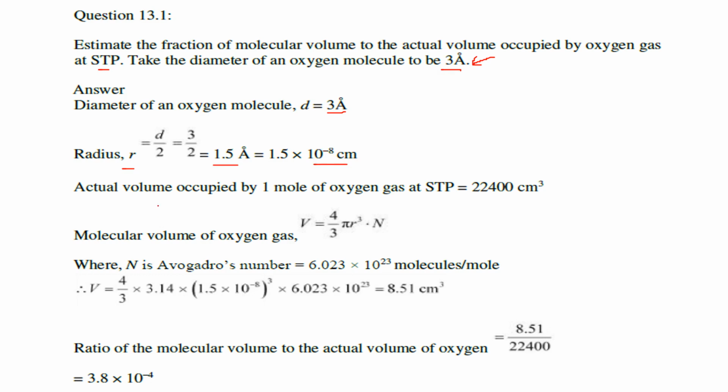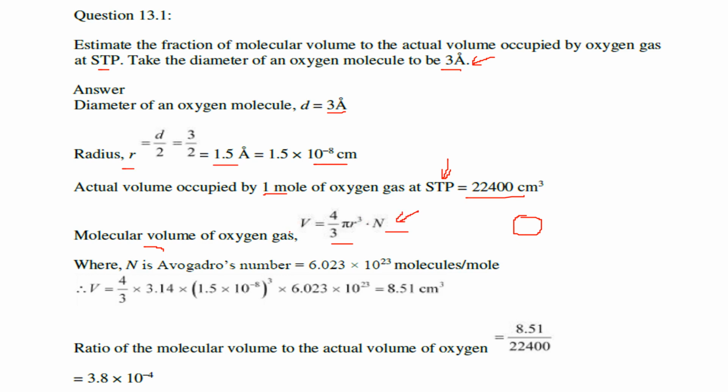Now the actual volume, we know that if we talk about 1 mole of a gas, that is the actual volume occupied by 1 mole of oxygen at standard temperature and pressure will be what? 22.4 liter, that is 22400 centimeter cube. Now molecular volume will be what? This is 4 by 3 pi r cube. We are assuming it to be a proper sphere. So 4 by 3 pi r cube into N. So what is this N? This is the Avogadro number.